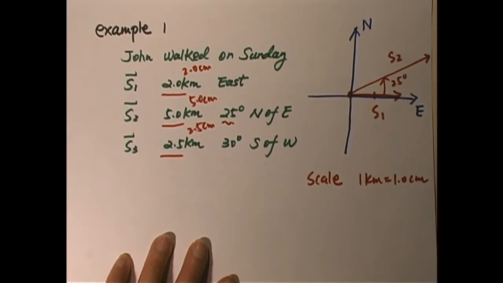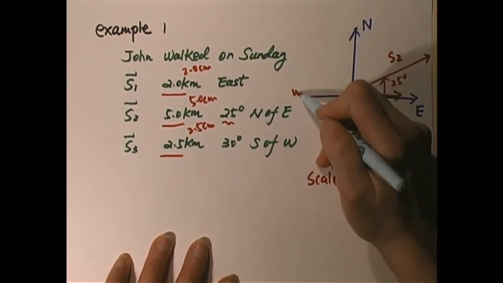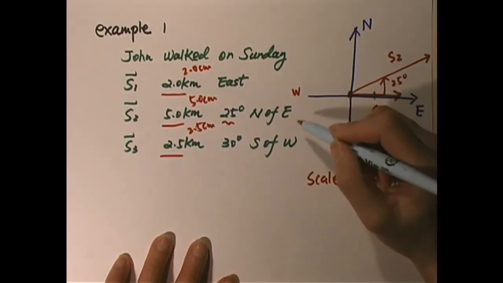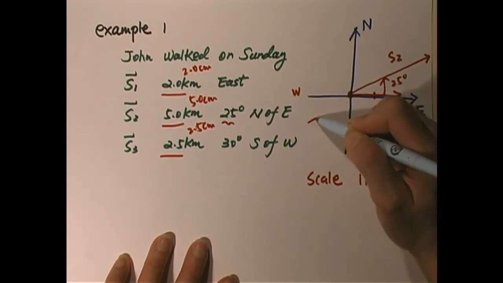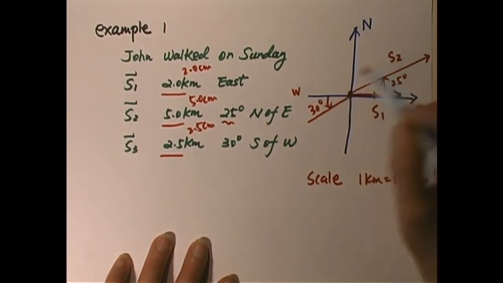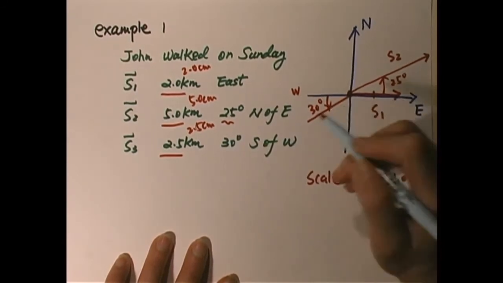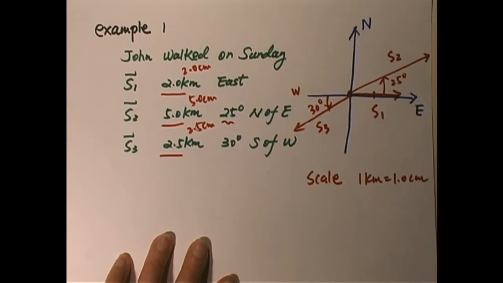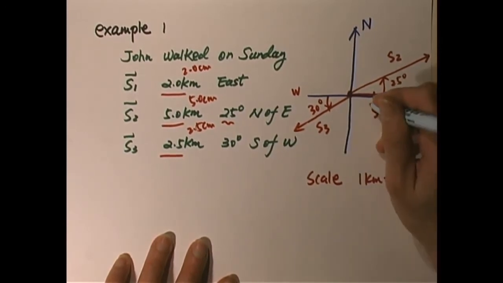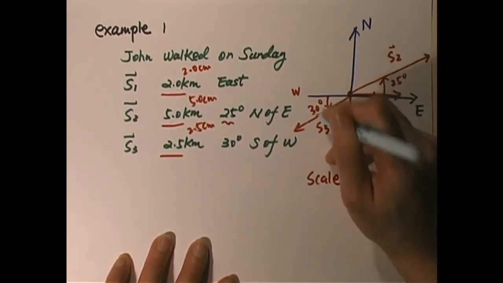Then we have 2.5 centimeters 30 degrees south of west. Here's the west, 30 degrees south. So say this is a 30 degree angle. 30 degrees south of west is this way. And 2.5 centimeters, 1, 2, and another half. That is S3. So we find our vectors S1, S2, S3.